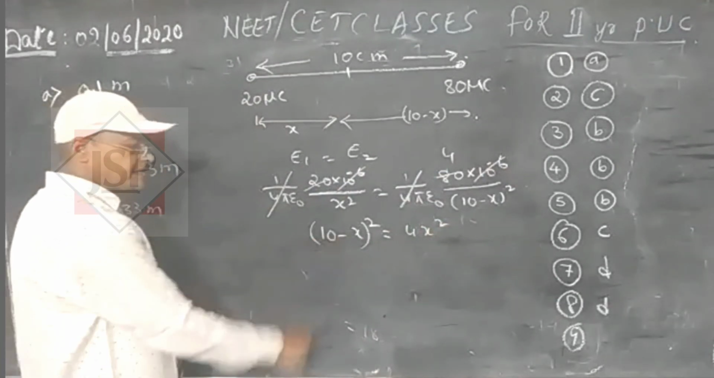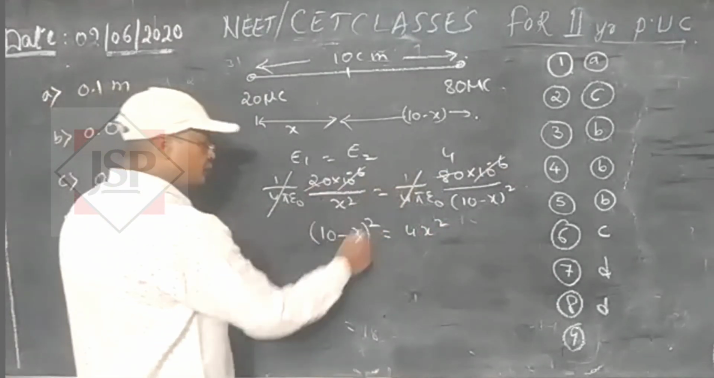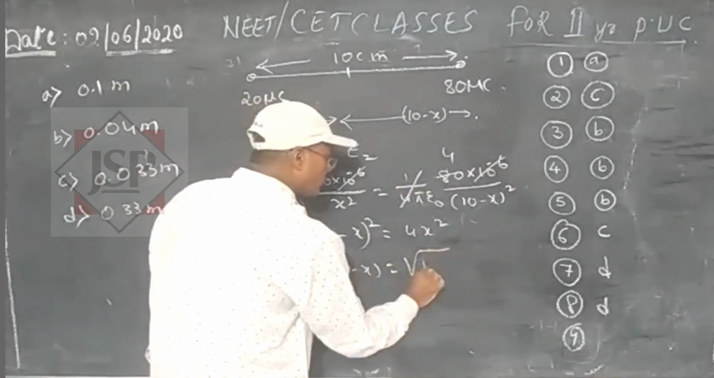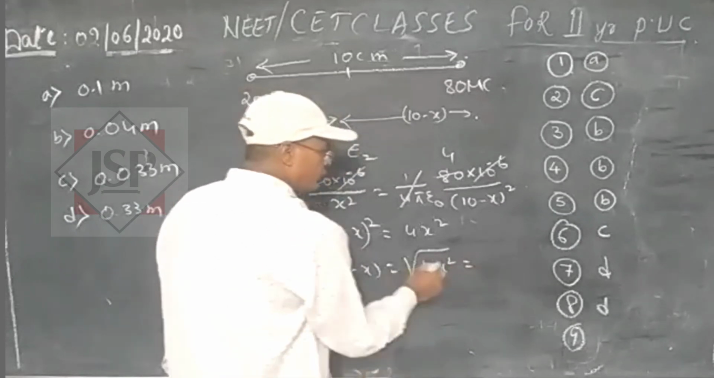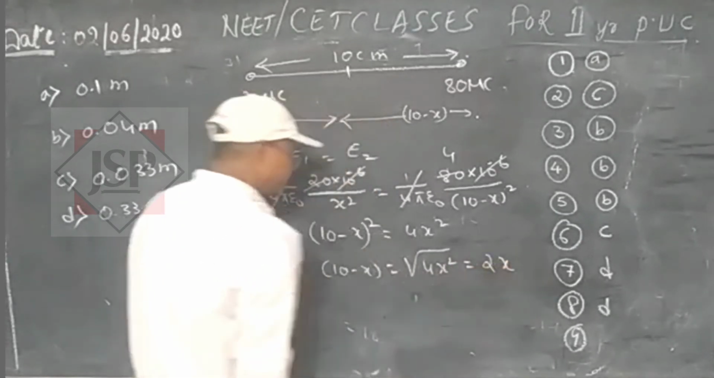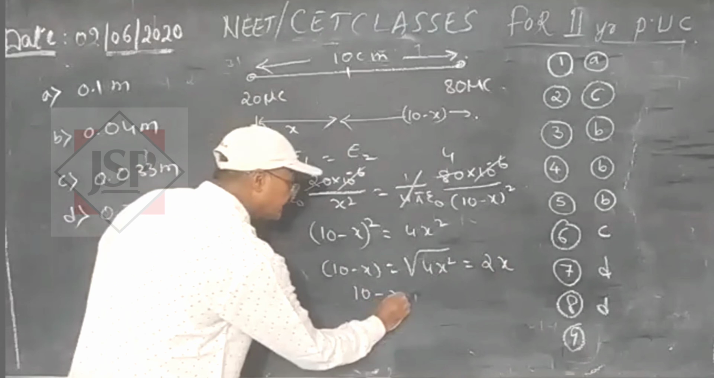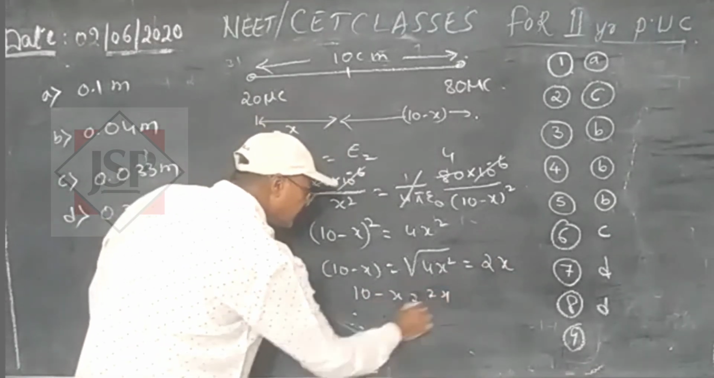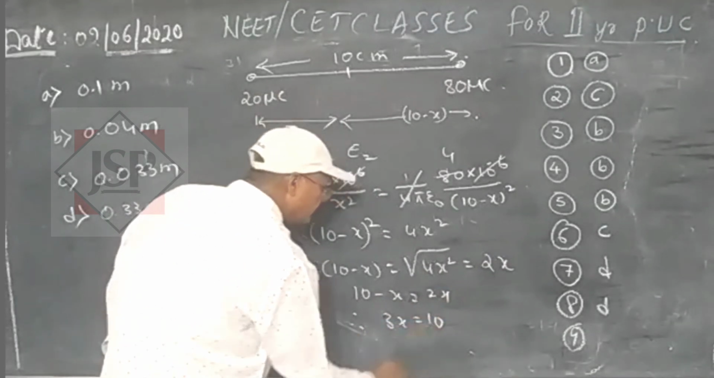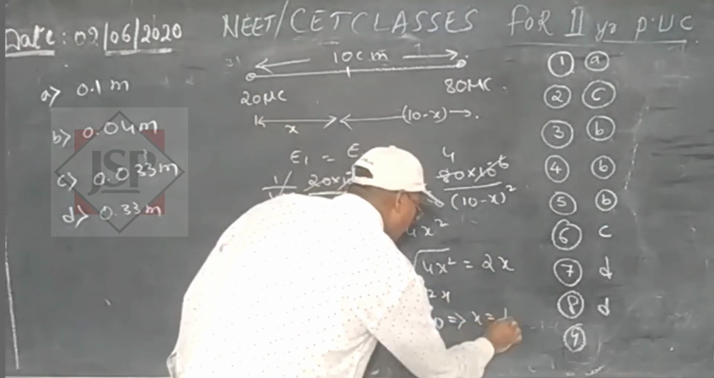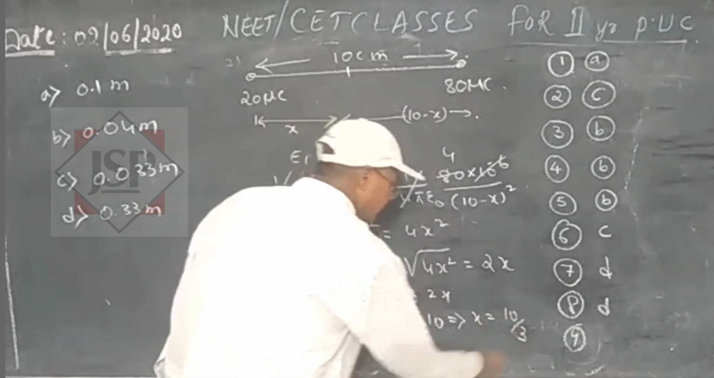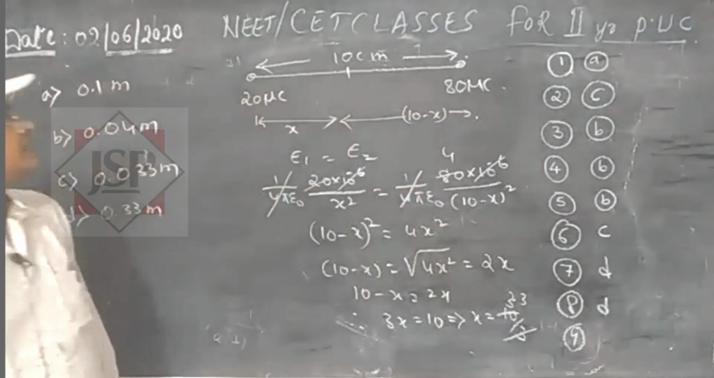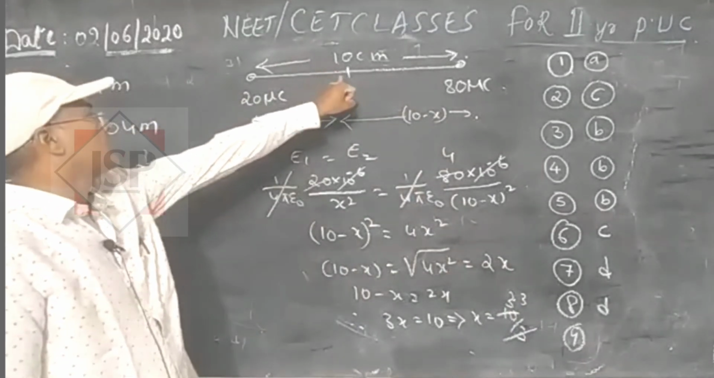इसको फैक्टराइज करने की नेसेसरी नहीं है, हम स्क्वायर रूट लेंगे. सो 10 माइनस x इक्वल टू स्क्वायर रूट ऑफ 4x स्क्वायर. सो 4 का 2x हो गया. अब 10 minus x equal to 2x. So therefore, this will go to this side, meaning 3x equal to 10. So we can write x equal to 10 divided by 3, which is 3.3. So this is in centimeter.